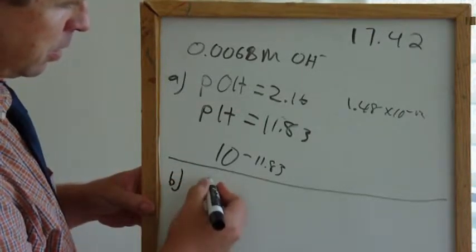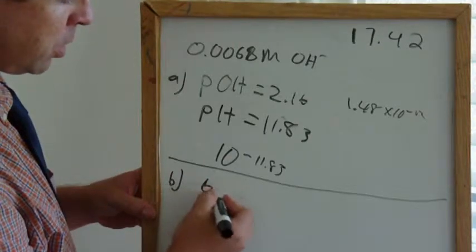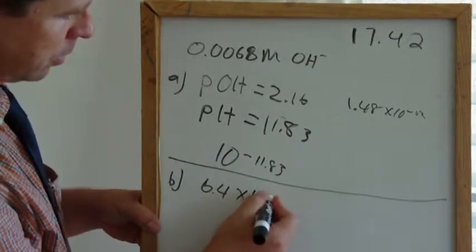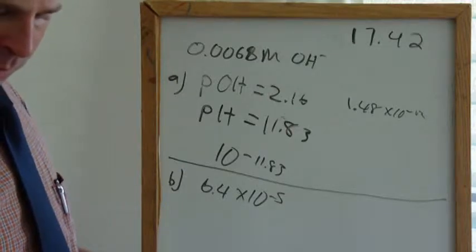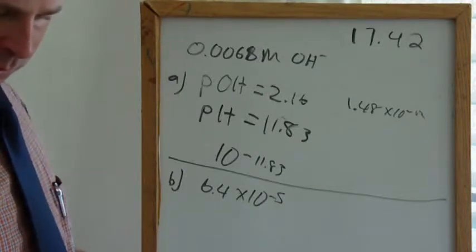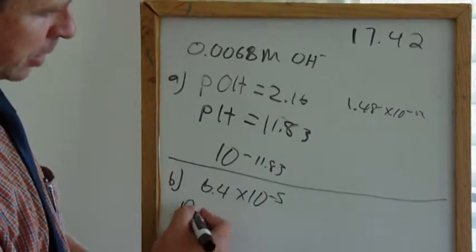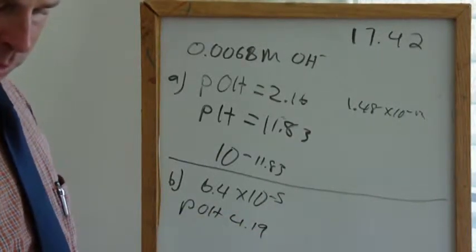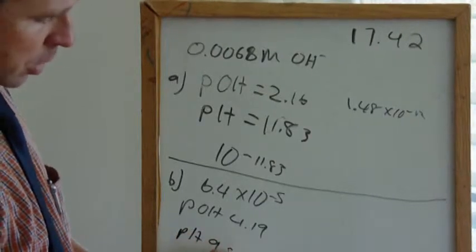For B, the hydroxide ion concentration is 6.4 times 10 to the minus 5. Negative log of that value, 6.4 times 10 to the minus 5, is 4.19. So that's the pOH, 4.19. 14 minus that value, pH is 9.81.